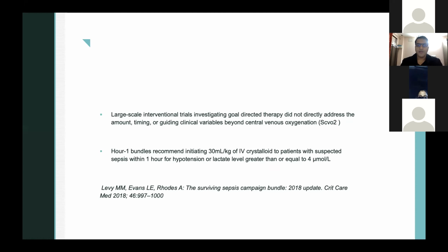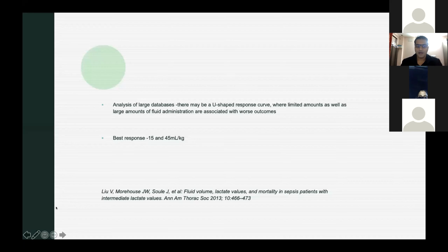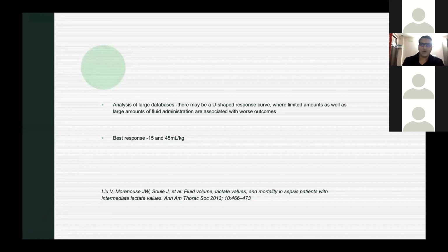But then what is the optimal fluid therapy? There is a lot of clinical dilemma in guiding the optimal fluid therapy. And whatever static and dynamic parameters we do have, they have their limitations in sensitivity as well. Now, coming to analysis of large databases, there may be a U-shaped response curve where limited amounts as well as large amounts of fluid administration are associated with worse outcomes. Now, what are the worse outcomes?